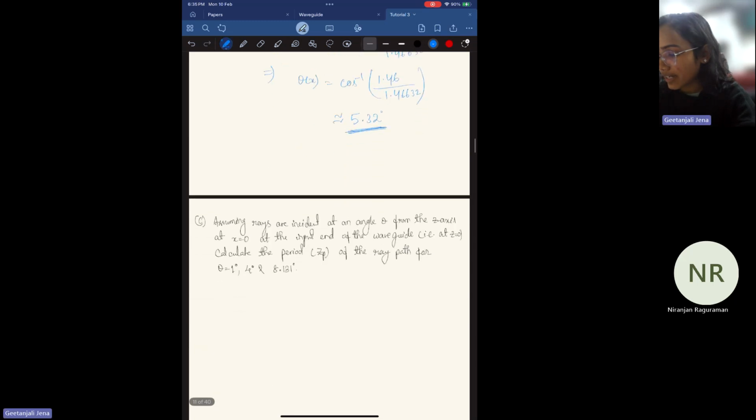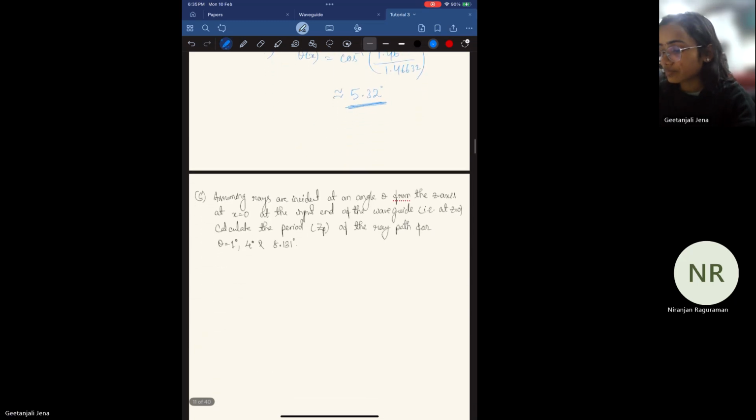Okay, let us move to our next part. The question says, assuming rays are incident at an angle theta from the z-axis at x equal to 0 at the input end of the waveguide, that is at z equal to 0, calculate the period zp for the ray path for theta equal to 1, 4 and 8.131 degree.